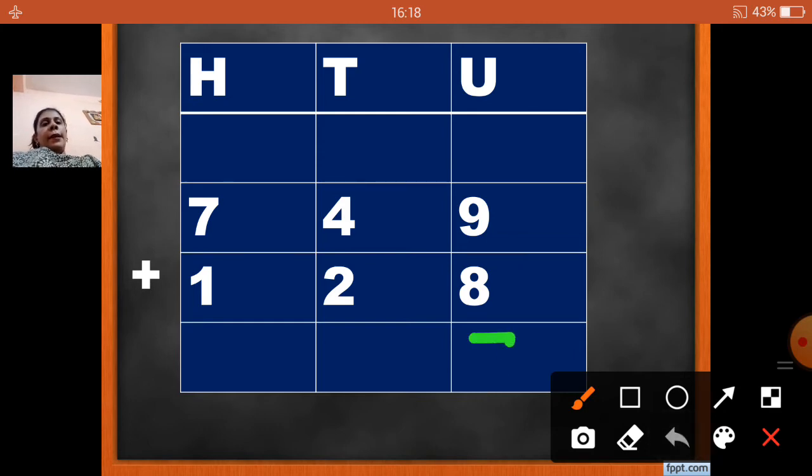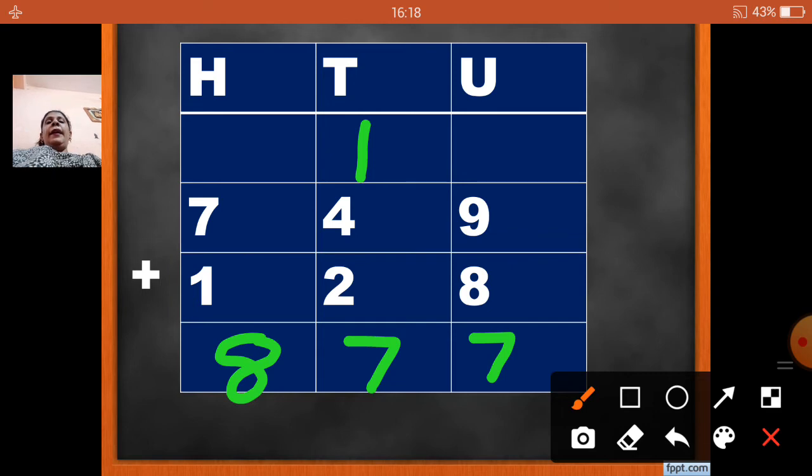So I will write here 7 and here 1. Okay. Now 4 plus 1 will be 5 and 5 plus 2 will be again 7. Correct. Now here I am not having any number to carry over, so I am just going to add. So 7 plus 1 will be 8. So when I add 749 plus 128, what answer am I getting? 877. Correct.